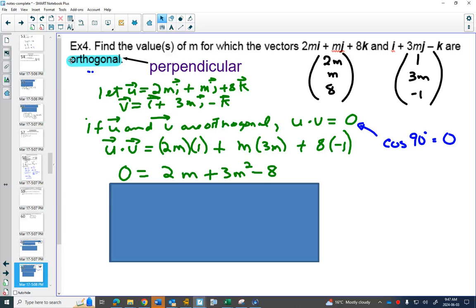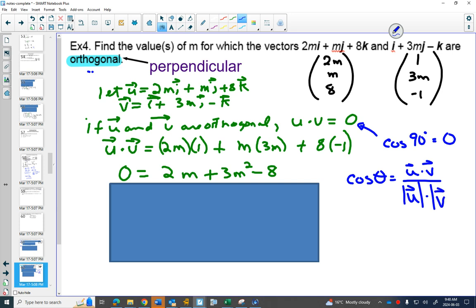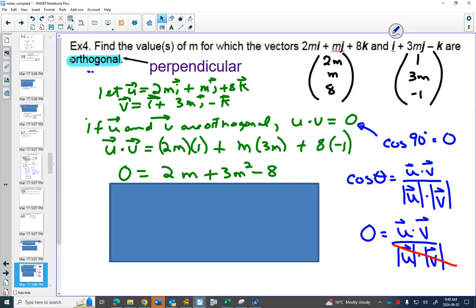I mean, basically, you could set up your formula, right? Your formula says that cos of theta is u dot v over the length of u times the length of v. And then you know the angle is 90 degrees, so then you would get 0 equals the dot product over the length of u times the length of v. And the only way that fraction is equal to 0 is if the top is equal to 0. Technically, you can multiply both sides by the bottom. And since the one side is 0, that would just go away.